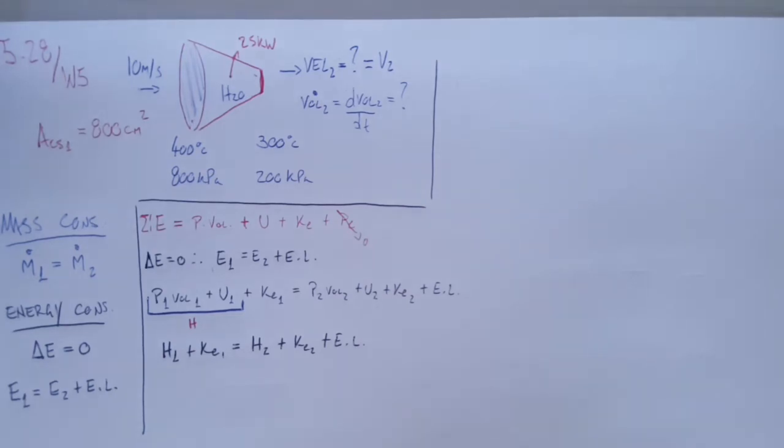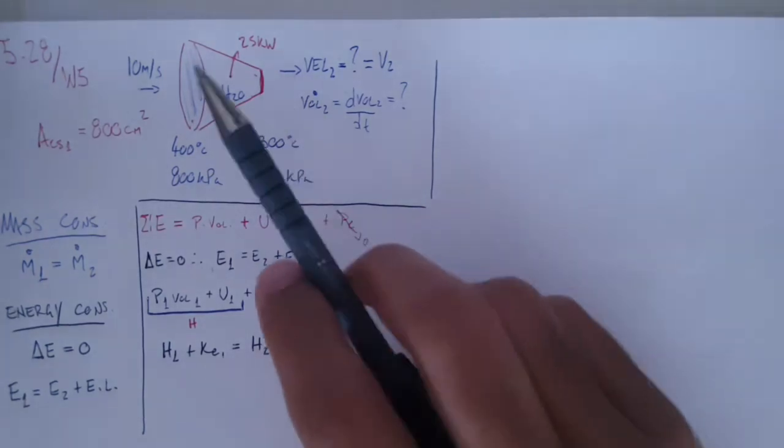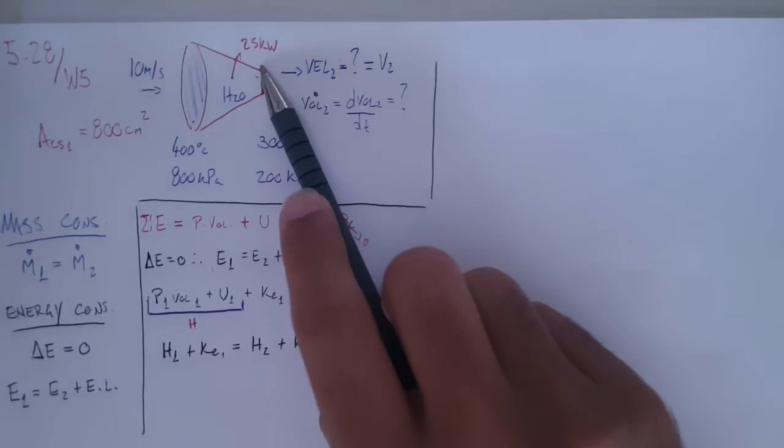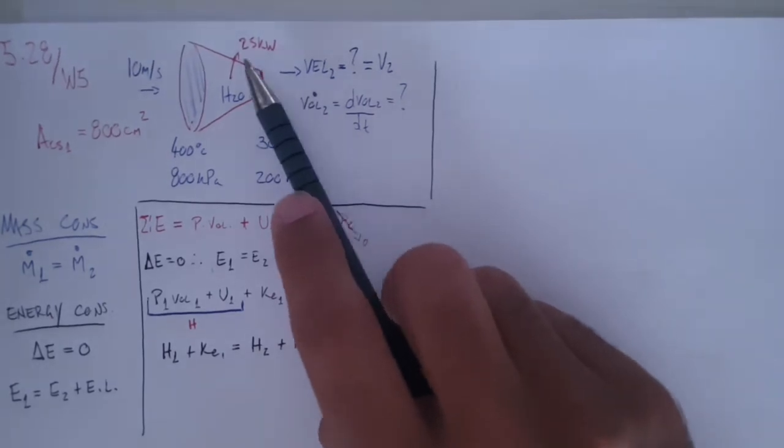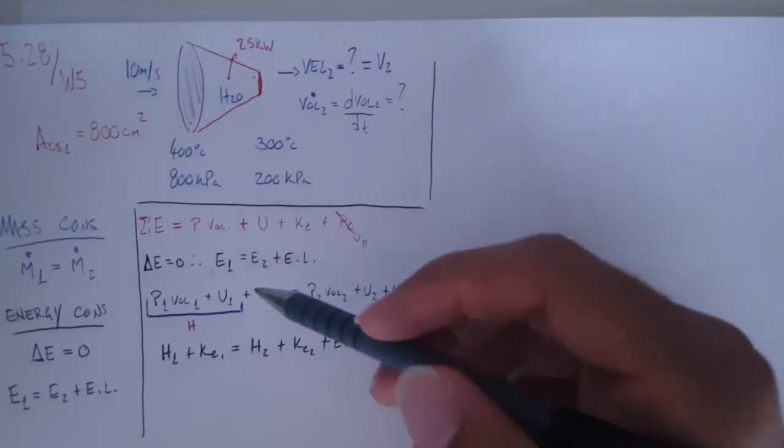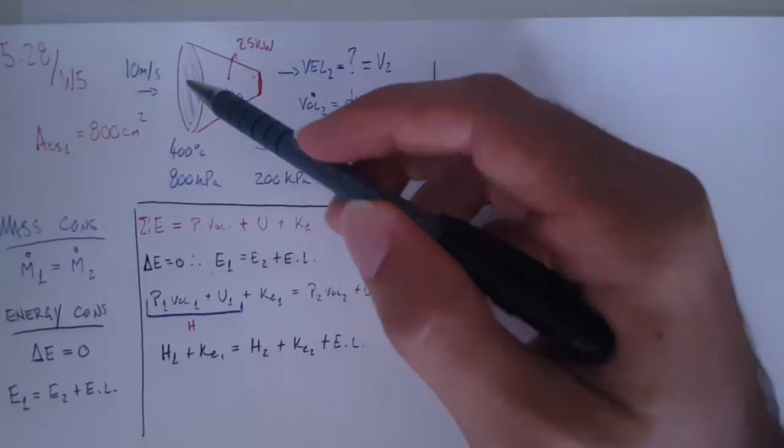All right. Now, note that we have a power over here. So we have a rate of change of energy. So what we can do is take the derivative with respect to time for the whole thing.